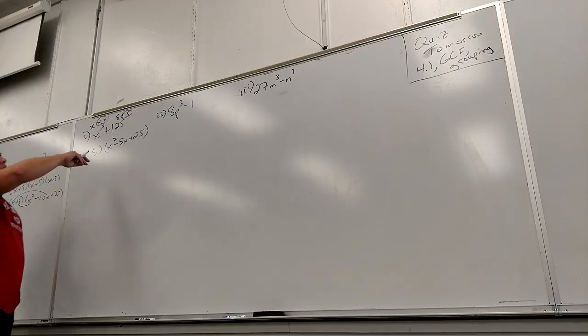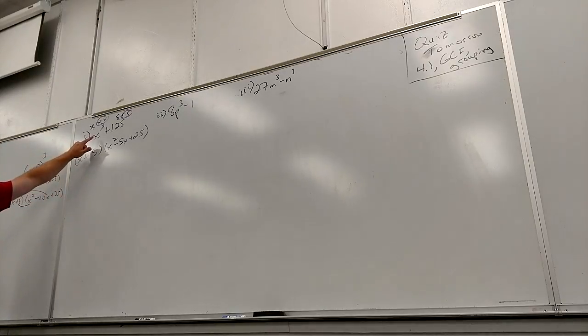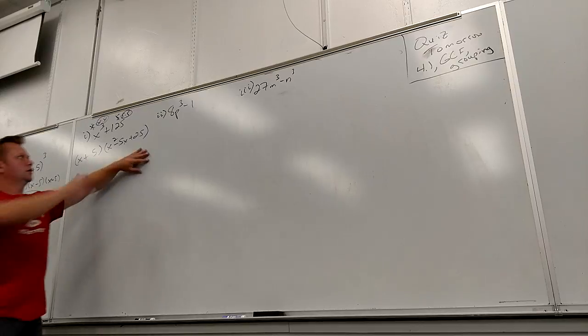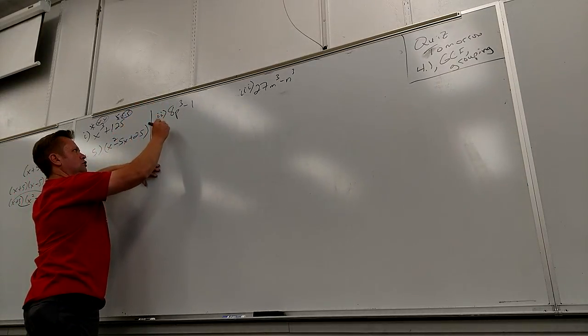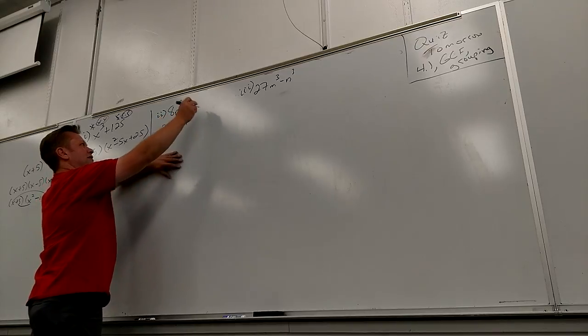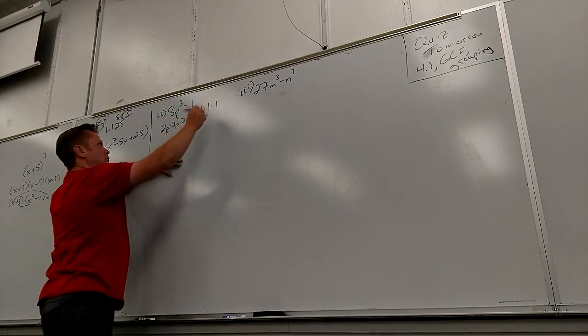And just to remind you guys, if I let x be some number, this will be a number and this will be one way to factor, right? Always. So you can always check it that way too. What about this one? First piece will be 2p, 2p, 2p. 1 times 1 times 1.